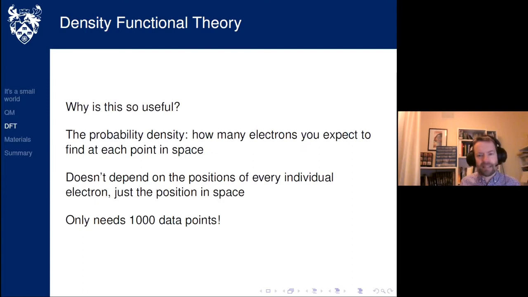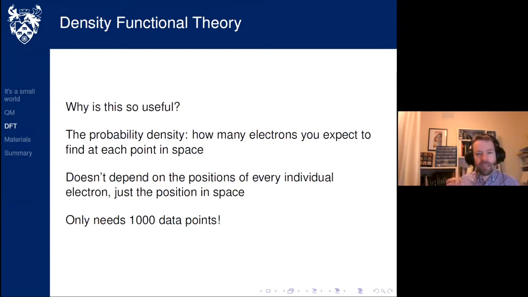So the probability density, this rho of R, tells you how many electrons you expect to find at any point in space. And it tells you it for any point in space that you care to pick. And the important thing is, it's a point in space. I don't care where particle 1 is, particle 2 is, particle 3 is, particle 4 is. All I'm saying is, at this point here in space, what is the probability of finding an electron? In fact, what is the expected number of electrons that I might find there?